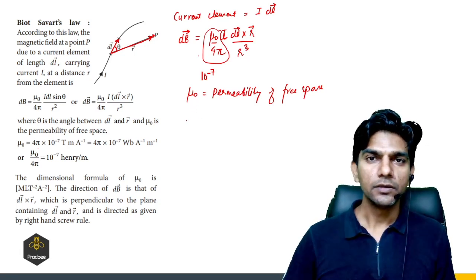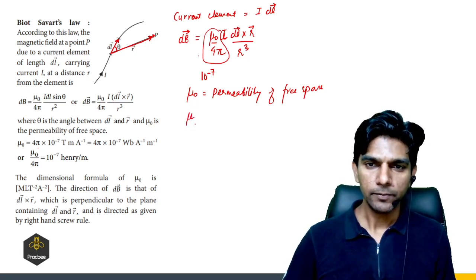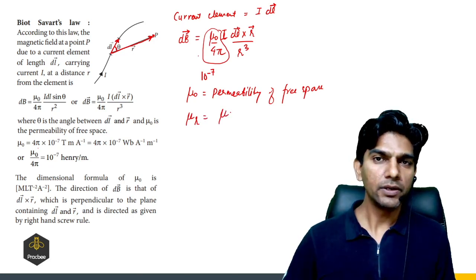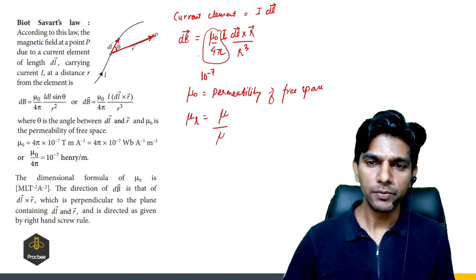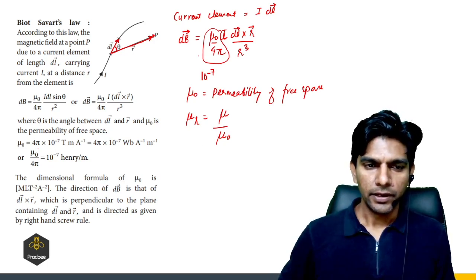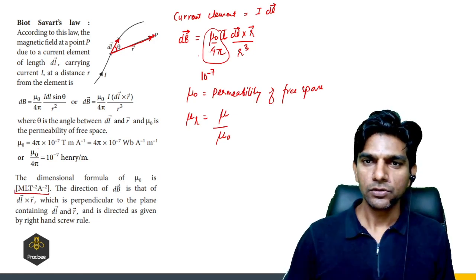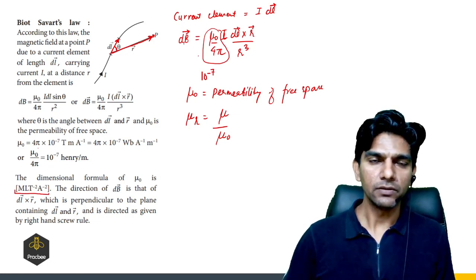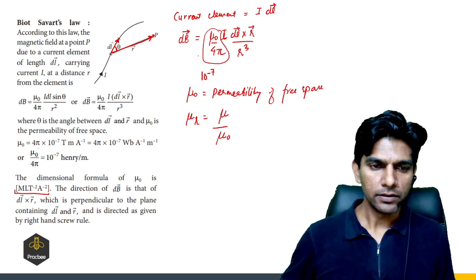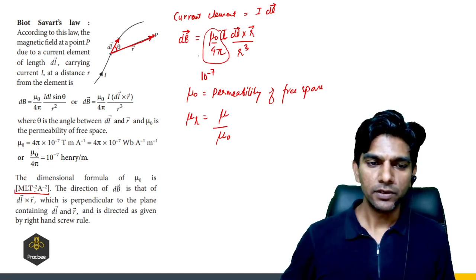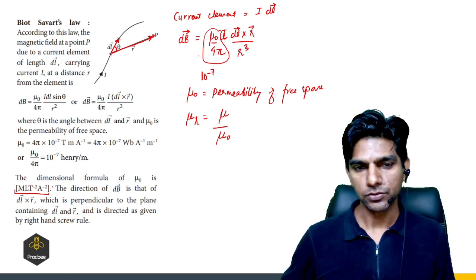And there is another term which is known as relative permeability, mu r, which is the permeability of the medium divided by the permeability of the vacuum or free space. And you should also remember the dimension of mu naught, and we can very easily find the dimension of mu naught if we know the dimension of the magnetic field. And it comes out to be M raised to power 1, L raised to power 1, T raised to power minus 2, A raised to power minus 2.